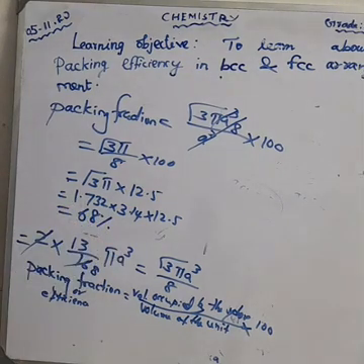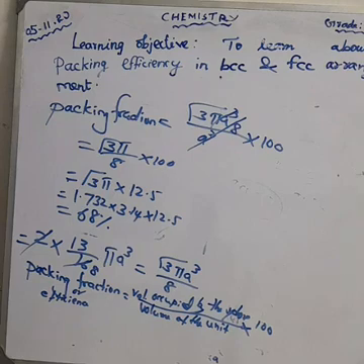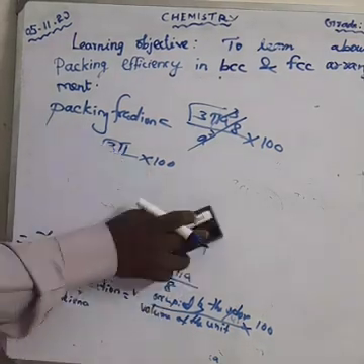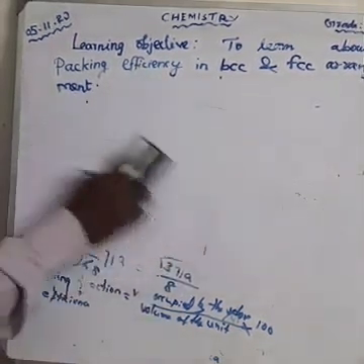Okay. Here, 68% of available volume is occupied. How much volume is occupied? 68%. Okay, do it that one. And also, we should learn about that FCC. About the FCC. Once again, I am taking this one once again. Then only we can easily understand.